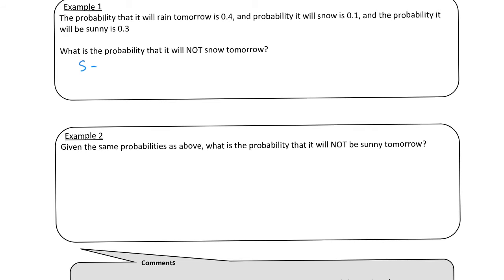Well, if S represented snow, the probability of snow is 0.1. So the probability of no snow is going to be 1 minus the probability of snow, which is 1 minus 0.1, which is 0.9. So the probability that it will not snow is 0.9. Again, either it will snow or it won't snow. There's no other options, so they must add up to 1.